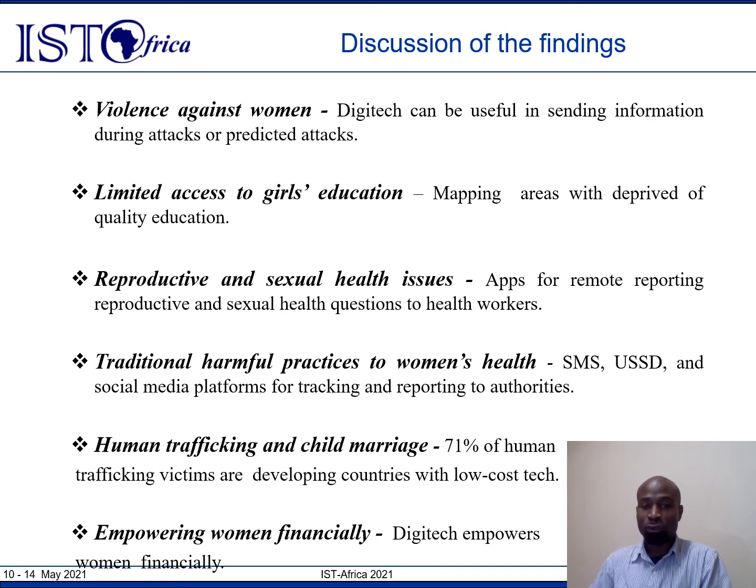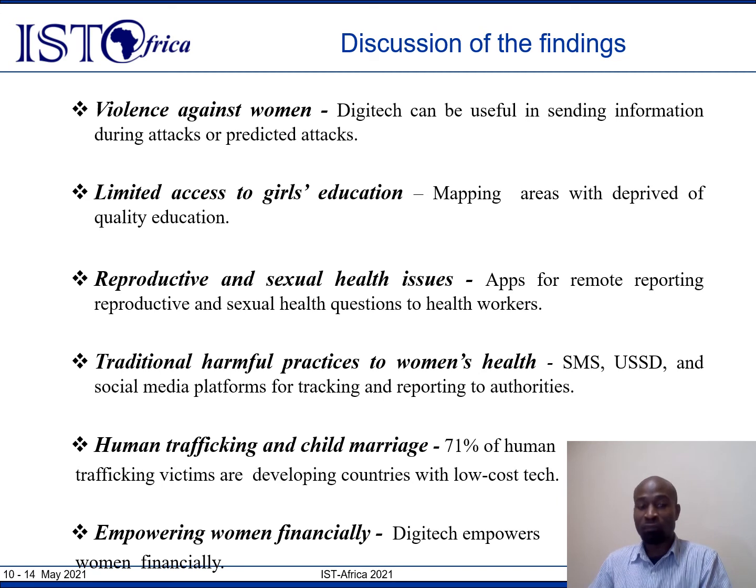Reproductive and sexual health issues: apps for remote reporting of reproductive and sexual health questions to health workers can really be useful in distant locations where there are not readily available health workers. And in the aspect of traditional harmful practices to women's health, SMS, USSD and social media platforms can be very instrumental in tracking and reporting to authorities where these harmful practices still occur.